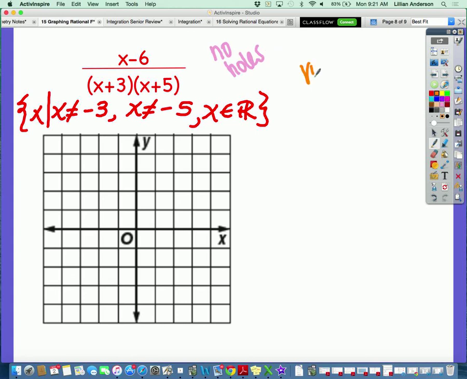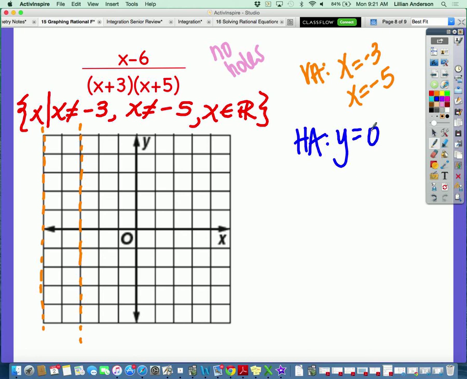I have two vertical asymptotes here, don't I? Yes. X equals. So I got two vertical asymptotes here. I have a horizontal asymptote of y equals 0. Because what was the degree of the denominator? 2. Because you have an x times an x, which gives you an x squared, and at the top is only 1. So the denominator was bigger, so it's y equals 0.